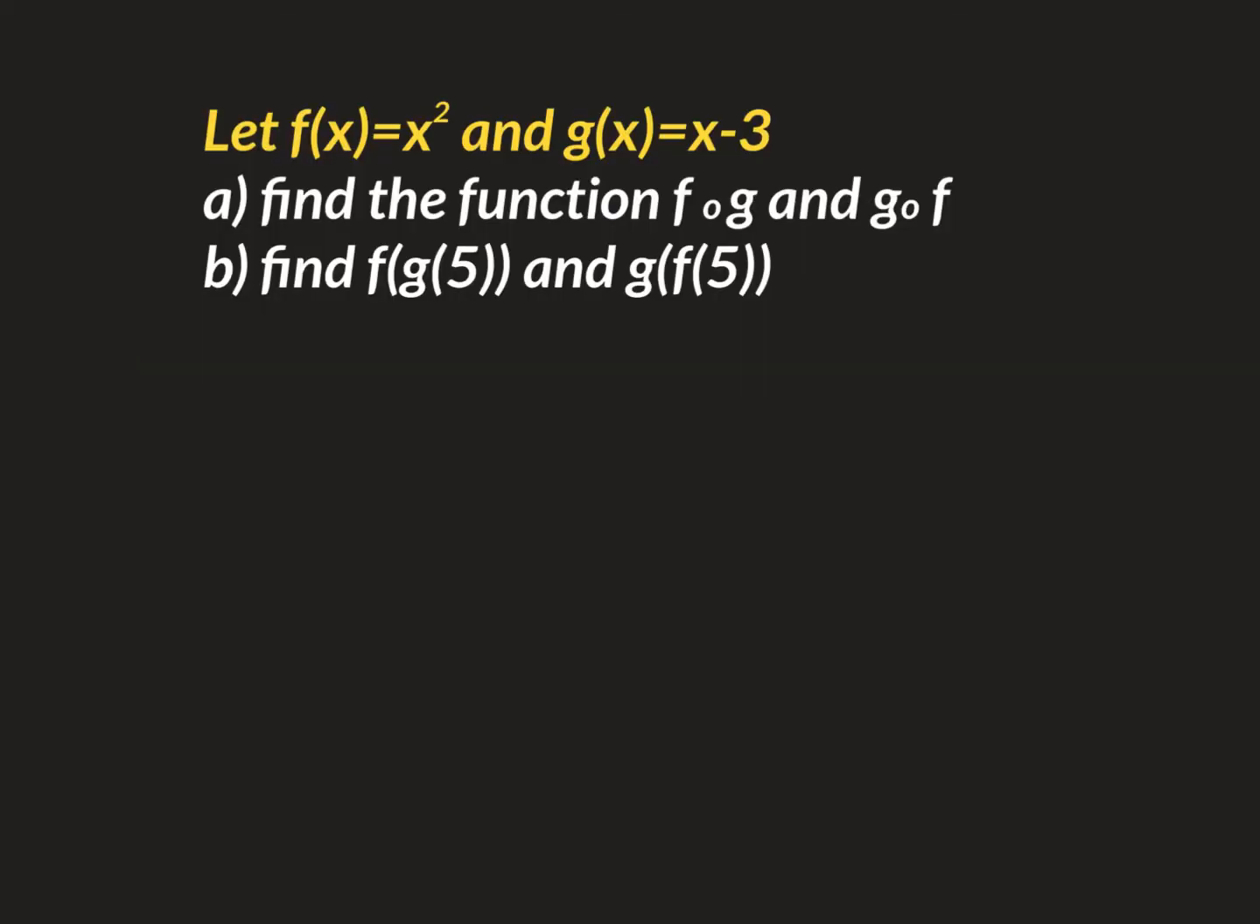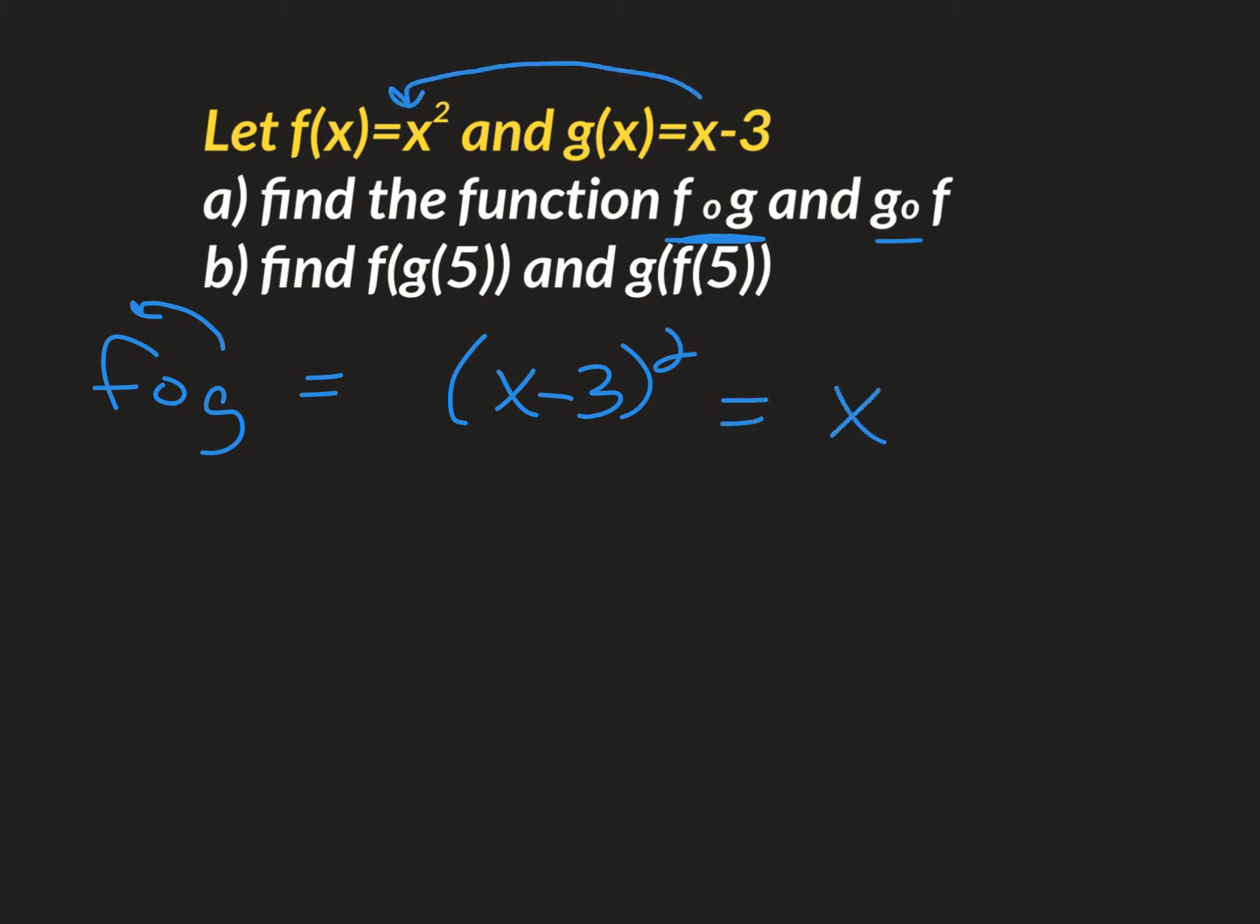Okay, so one of them says, let f of x equals x squared and g of x equals x minus 3. Find the function f of g and g of f. So when we're going to find f of g, I'm going to take function g and plug it into f. It's going to look just like this. So if I plug function g into f, I'm plugging it where the x was. So I'm taking that and putting it right there where the x was. So it's going to be x minus 3 squared. This would be x squared minus 6x plus 9.